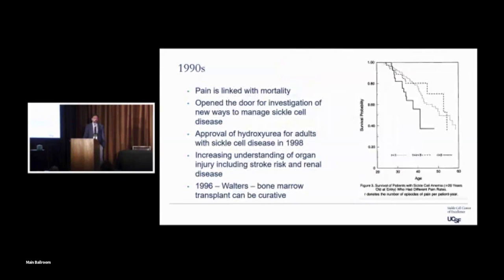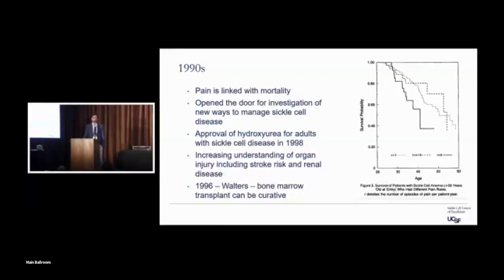So hydroxyurea was published in 1995, the main paper supporting its approval, and it was approved for adults with sickle cell in 1998. There was a lot of interest in looking at organ damage, nephropathy, brain health, et cetera, in the 1990s, a lot from my mentor, Dr. Vichinsky, who I'm really lucky to learn from. And one example of this is another one of my mentors, Dr. Walters, publishing a large case series of adults with sickle cell disease undergoing bone marrow transplant as a curative option. It's the first potential cure for sickle cell.